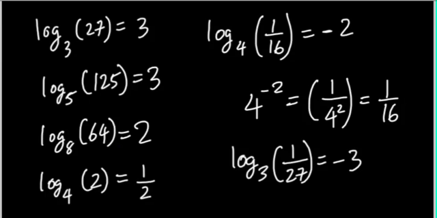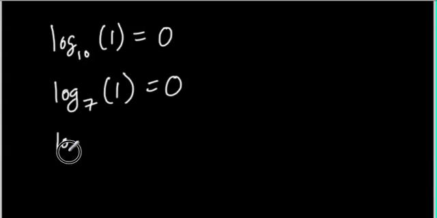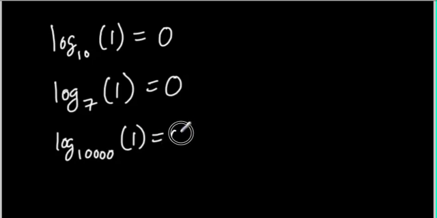One more important thing I want to go through is, say we have log base 10 of 1. The question is, 10 to the power of what will give you 1? As we know, 10 to the power of 0 will give you 1. Let's say we have log base 7 of 1. Once again, 7 to the power of what will give you 1? This is 0. Let's do log base 10,000 of 1. 10,000 to the power of what will give you 1? Once again, that's 0. So it doesn't matter what the base is, log of 1 will always give you 0.